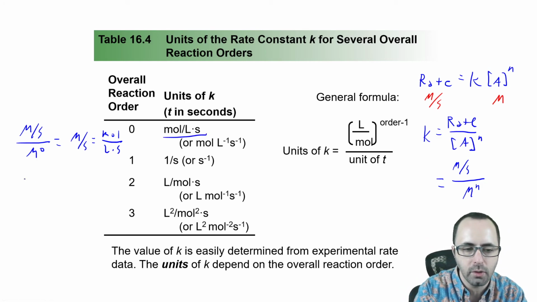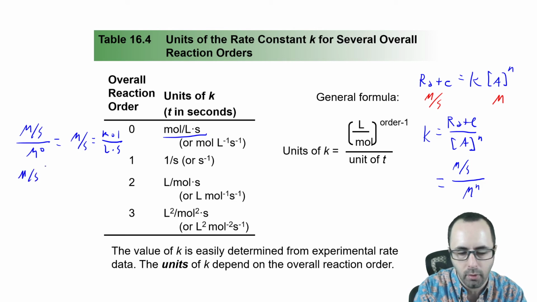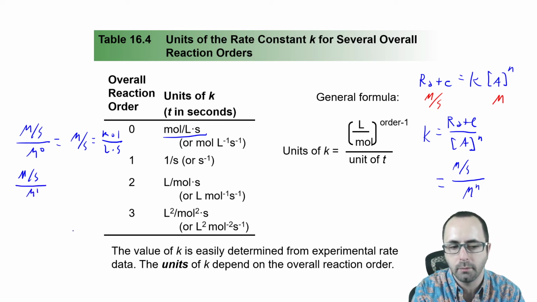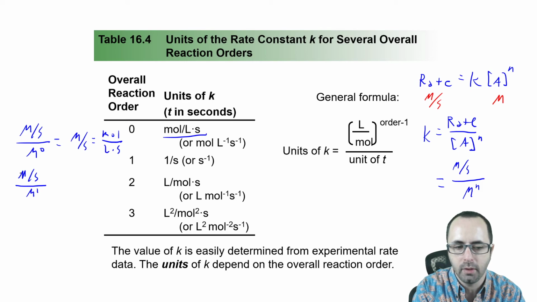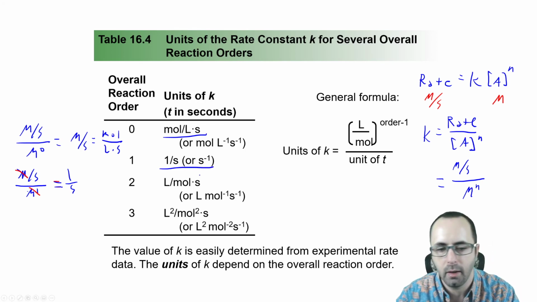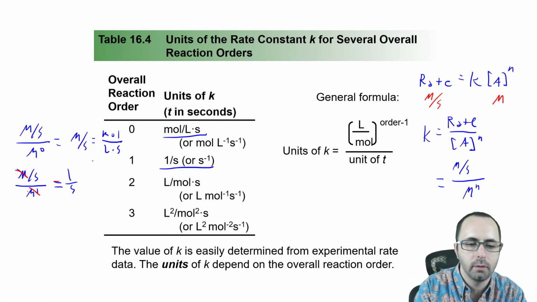If your reaction is first order, it's going to be molarities per second, rate is always molarities per second, over molarities to the first power. Here you're going to have molarity divided by molarity. Those are going to cancel. So all you're going to have left is 1 over seconds, or seconds to the minus 1 power. That's this right here. So that was for first order. This was for zero order.